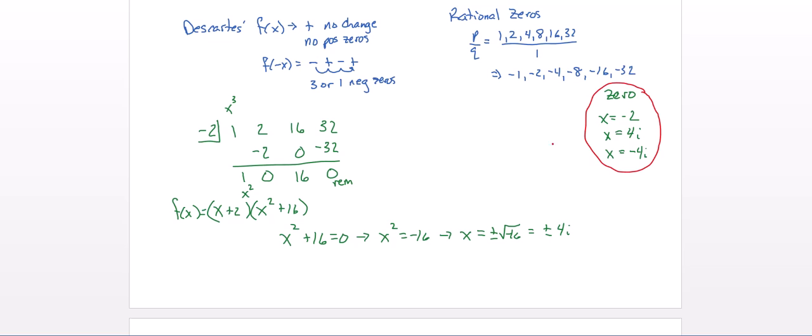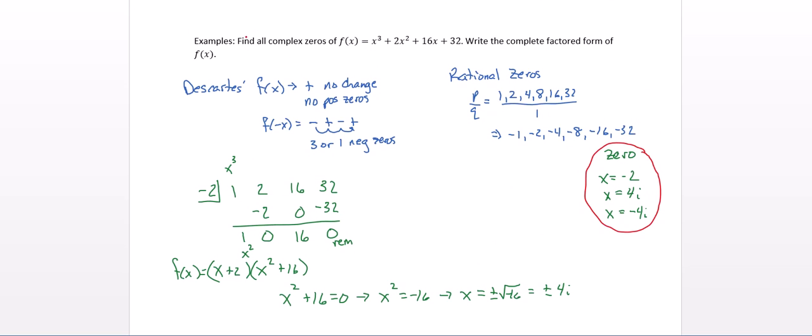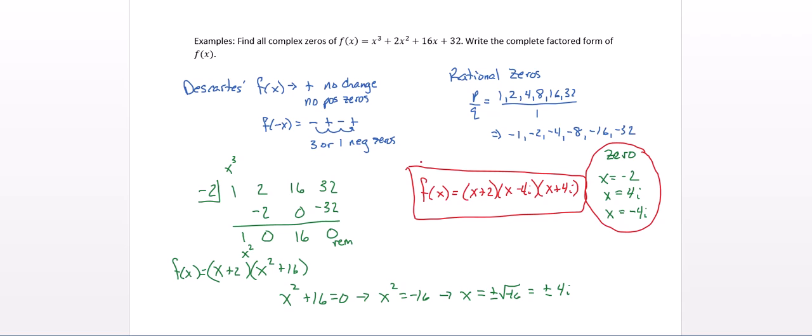If I know my zeros, I can go back and look at the instructions: find all complex zeros. Done. Write the complete factored form of f of x. So my complete factored form will be f of x equals x plus 2 times x minus 4i times x plus 4i. Both parts of the problem complete.